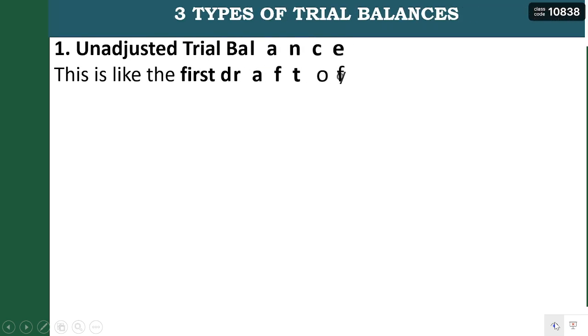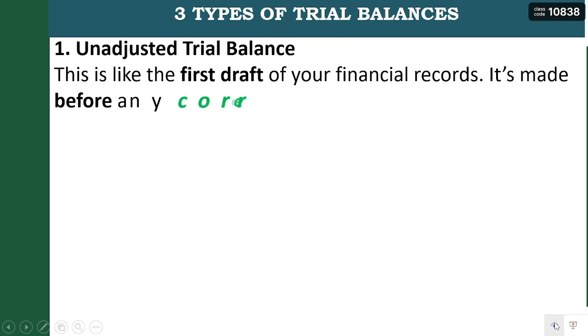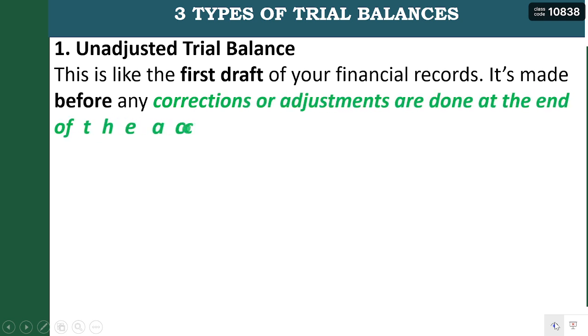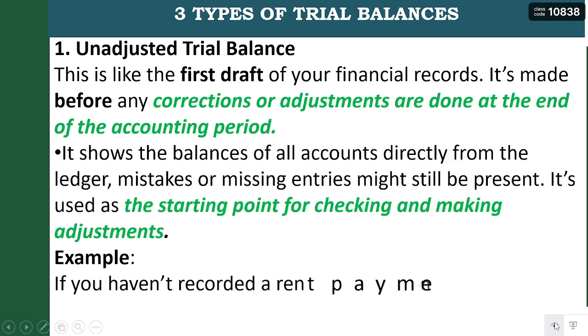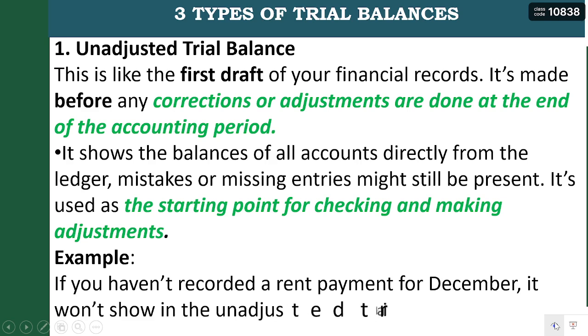We have three types of trial balances: adjusted trial balance, unadjusted trial balance, and more. So we shall kick off with the unadjusted trial balance. This is like the first draft of your financial records, and it is made before any corrections or adjustments are done at the end of the accounting period.